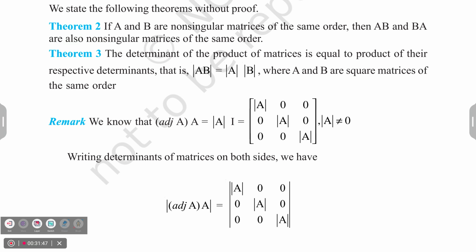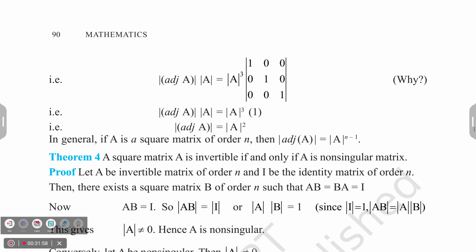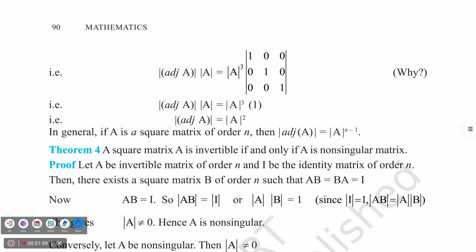Theorem 2, Theorem 3. In Theorem 3, in many places you can save time. Determinant of AB is equal to determinant of A into determinant of B. You can save time. And this is one of the main results they may ask in the MCQ.